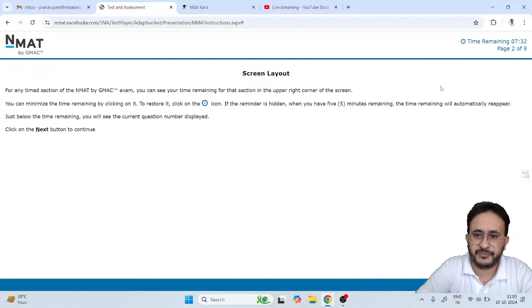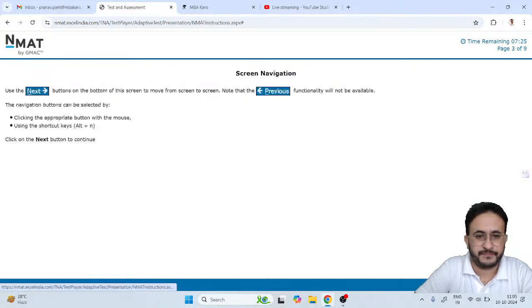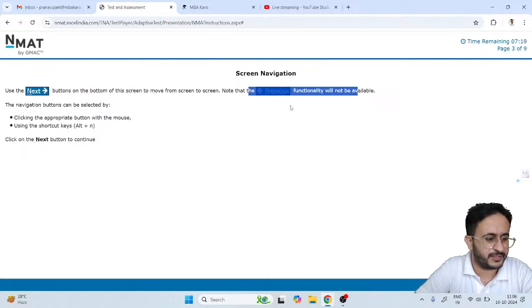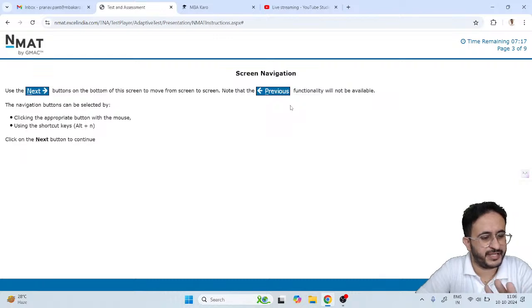And when you have 5 minutes remaining, the timer will automatically reappear. So you can switch it off and switch it on like this. Then the next one says that there is only a next button. There is no previous button. Okay, so you can move in only one direction. So you can view a question only once.